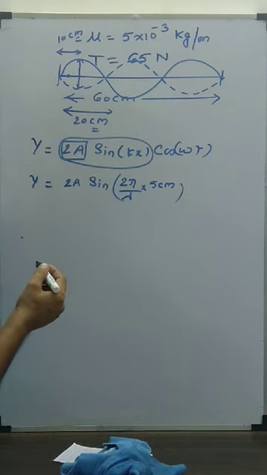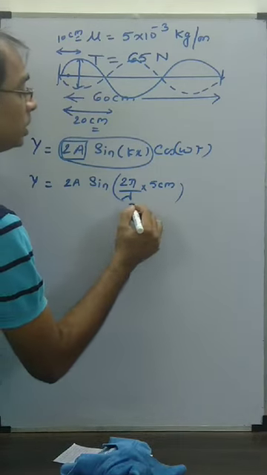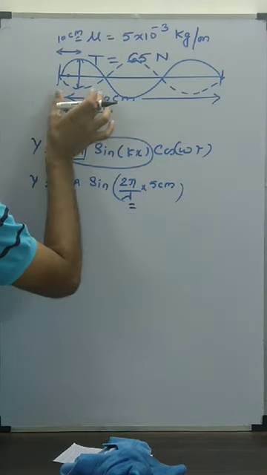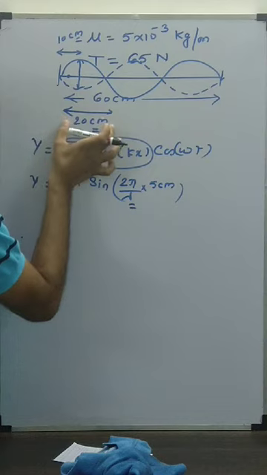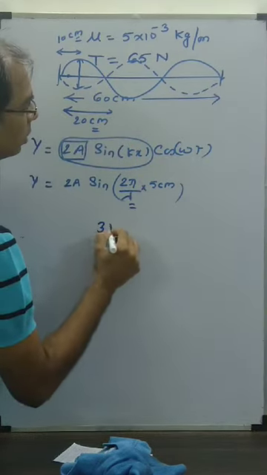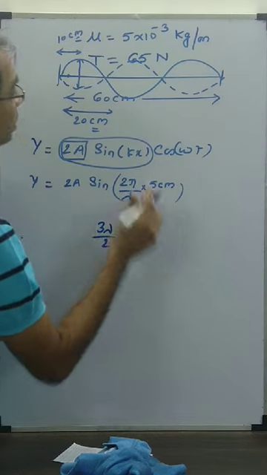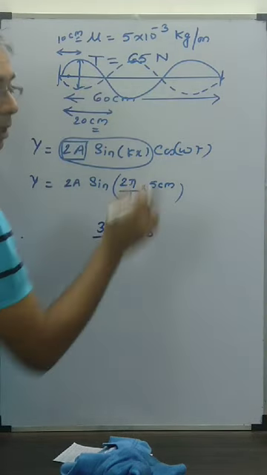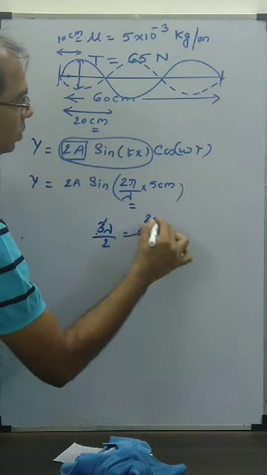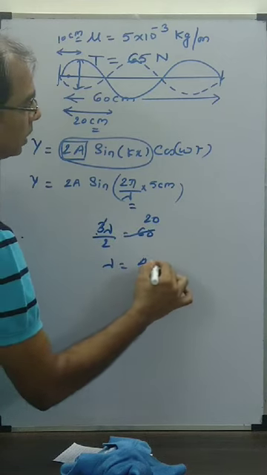Now, k means 2 pi by lambda. And what is lambda? In this particular case, lambda by 2 is 20 centimeter, or 3 lambda by 2 is equal to 60 centimeter. You can see that lambda by 2, lambda by 2, lambda by 2, so 3 lambda by 2 is 60. This is 20. So, lambda is 40 centimeter.